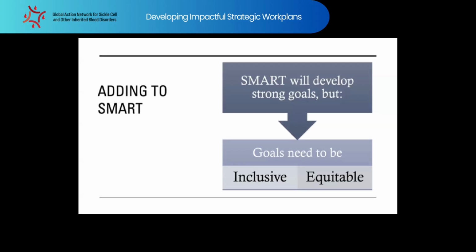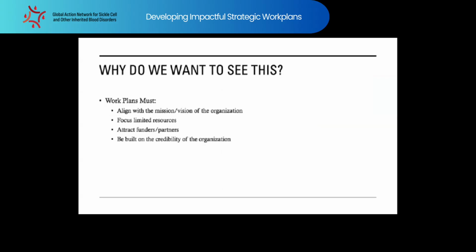So the SMART goals, you'll definitely have heard those before, but we always like to now start adding IE to them. Inclusive, that you're engaging a lot of people, and equitable, that you're reaching the most impacted. And so why do we want to see this? Again, just kind of reiterating these key points here. As more of a reiteration and just to call back again, work plans must align with the mission and vision of the organization. So again, your SMART goals and objectives should really make sure that once they're specific, measurable, attainable, relevant, time-bound, that they align with the mission and vision of the organization.